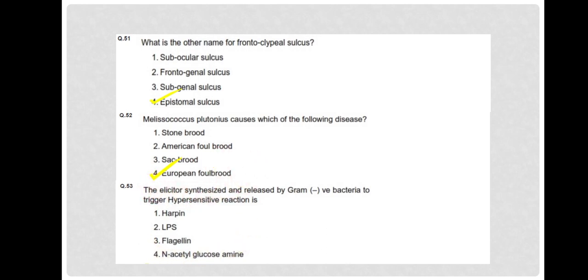Okay. Next question number 53. The elicitor synthesized and released by gram-negative bacteria to trigger the hypersensitive reaction is, so the answer is harpin. Harpins are glycine-rich and heat stable compounds that are responsible for hypersensitive reaction when the interaction between bacteria and non-host crop occurs. These harpins are released by the type 3 secretion system. I have already discussed that the elicitor or the effector molecules are secreted by type 3 secretion system.